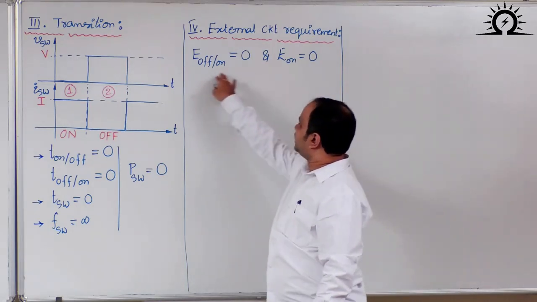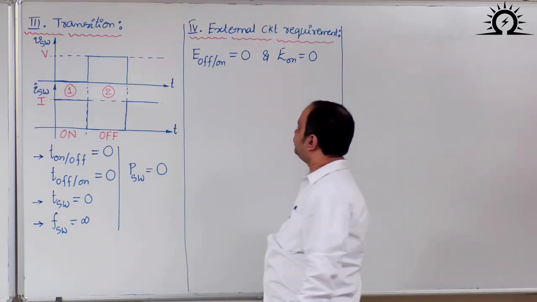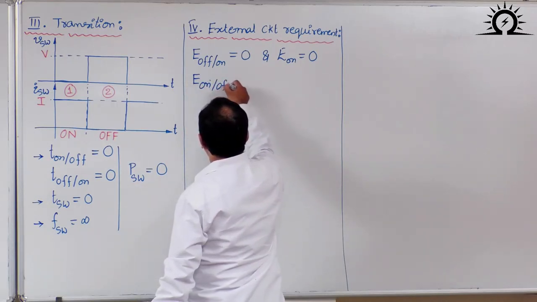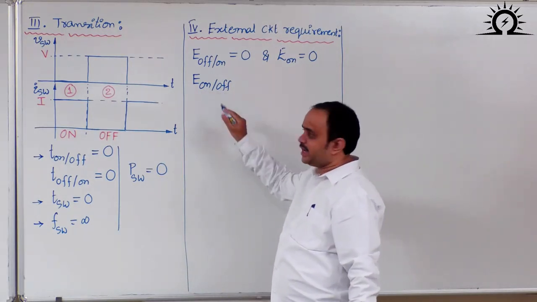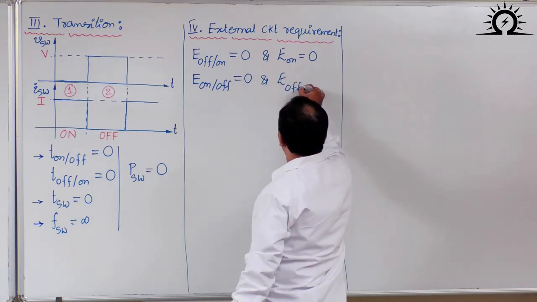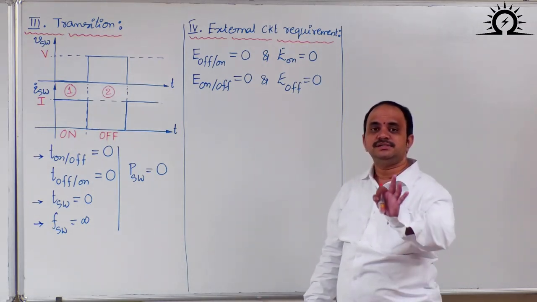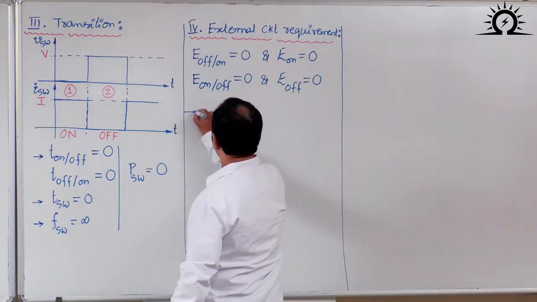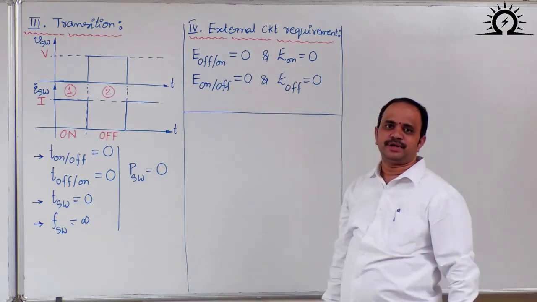Okay, mathematically can be expressed like this. I am reading very slowly, better you note down all the points. External energy required to change the state from on state to off state is equal to 0, and to maintain that off state external energy required is 0. Okay, what do you mean by that statements? I will explain in more detail a little later. Okay, so this is about the fourth property.